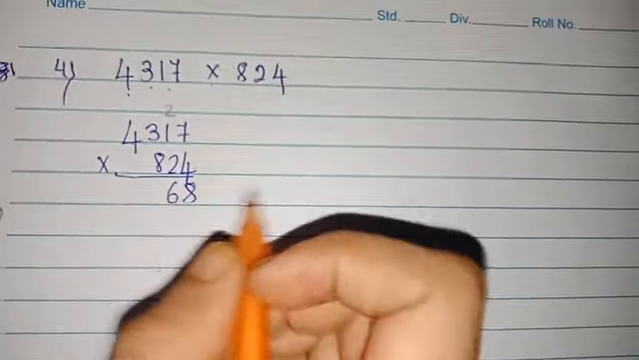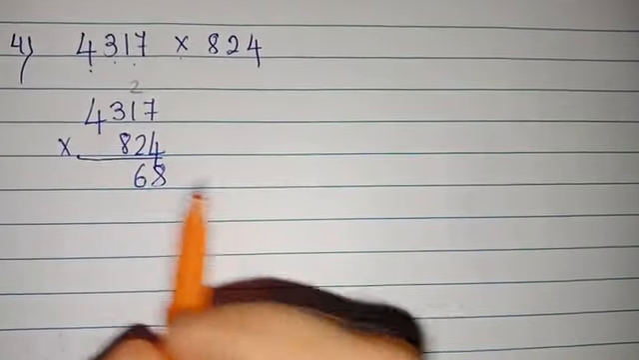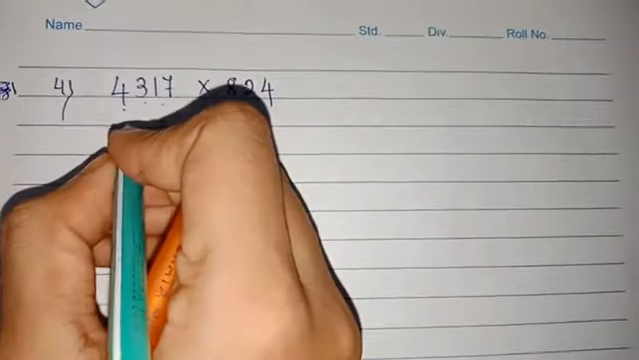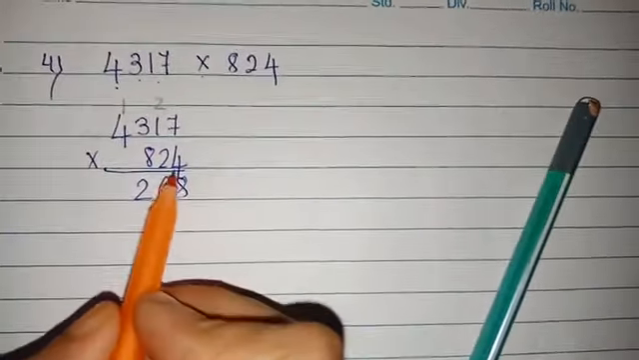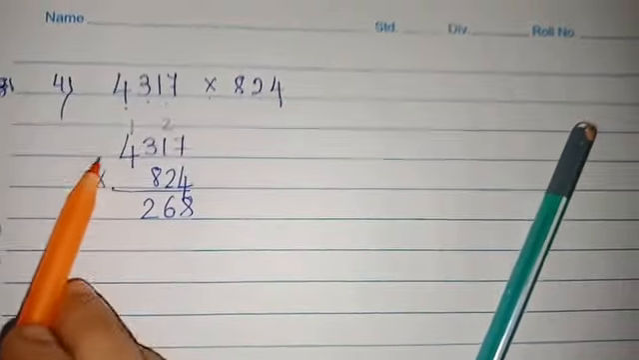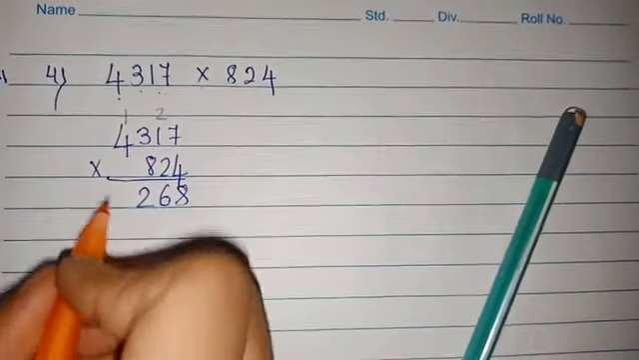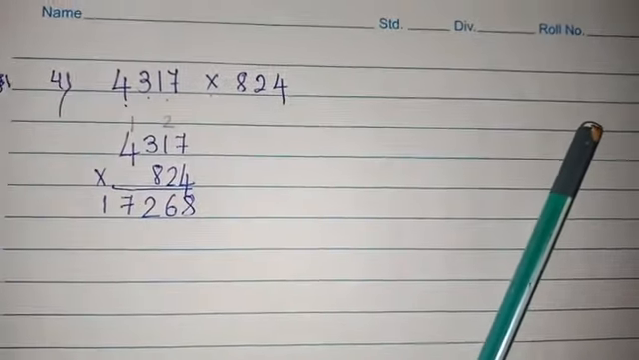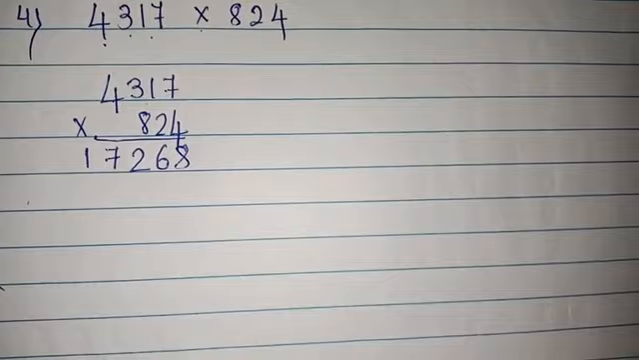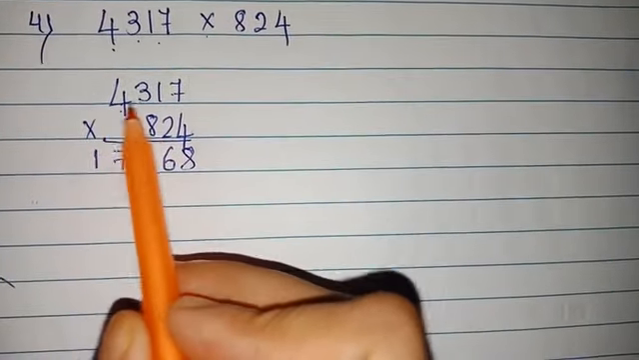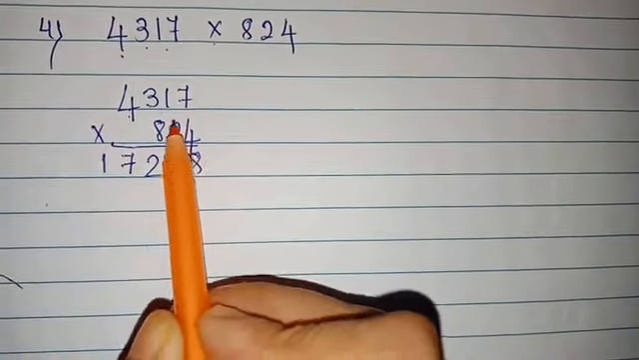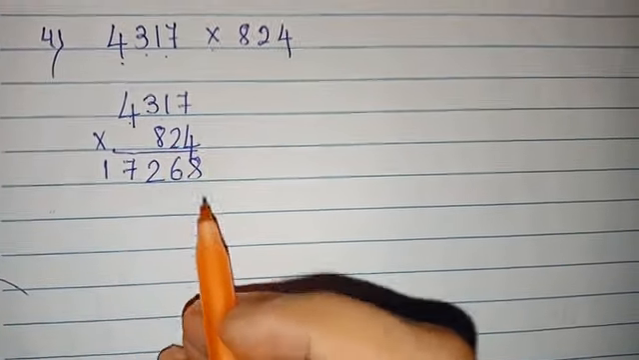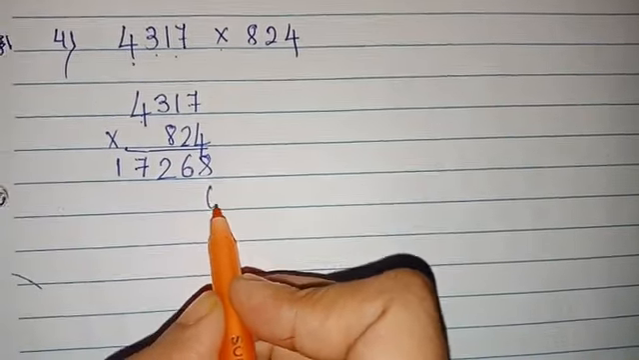Okay, now 4 threes are 12, 2 will come here and carry forward 1. Now 4 fours are 16, 16 plus 1, 17, 1 7. Done. Now we will multiply 4317 by this 2. Okay, and this 2 is in tens place, so I will write 0 in units place.